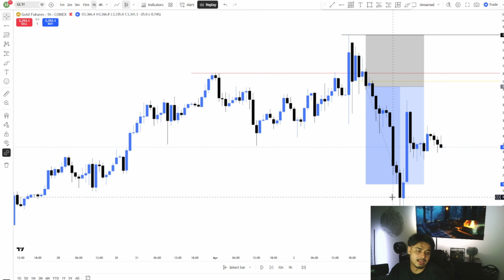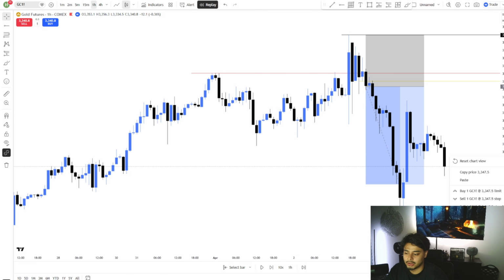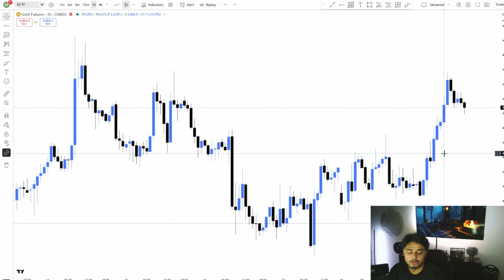Come on now. TP has been hit. And that is what you call liquidity and liquidity sweep.